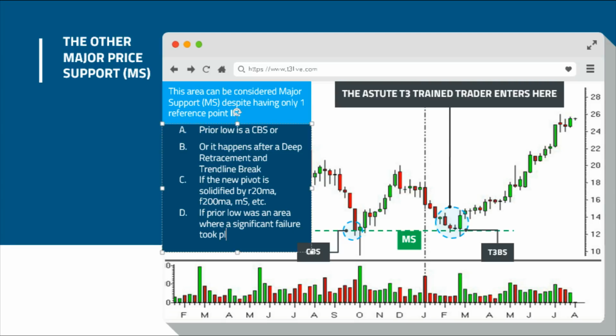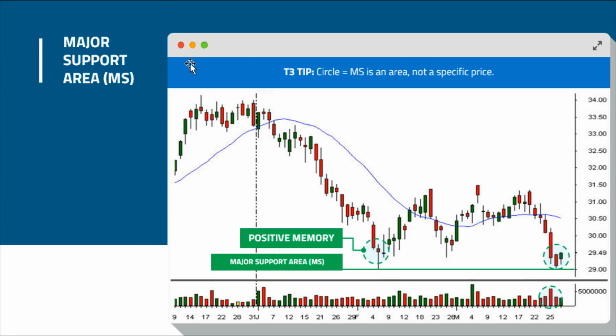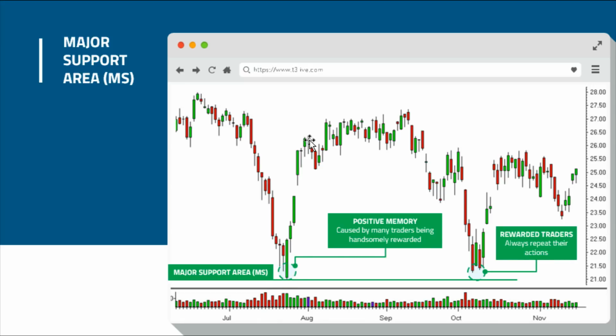A failure took place, such as a pro gap up, a professional gap up, right? A breakdown failure, BDF. So one pivot would be enough, okay? So that's major support. That's major support, but in this case, we also have two reference points. Does that make sense? That's a huge rally.